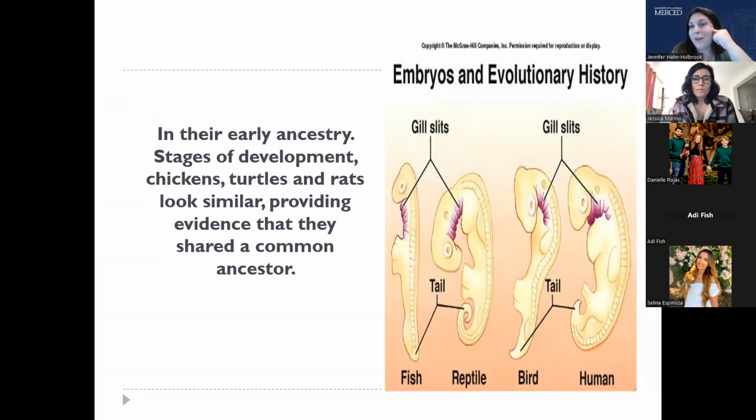And there's really good evidence that we all derived from a similar ancestor. If you look at the embryo of a fish versus a reptile versus a bird versus a human in the first several days of life, you can just see how similar they look. I mean, we all evolved from the same ancestor, all life on Earth.